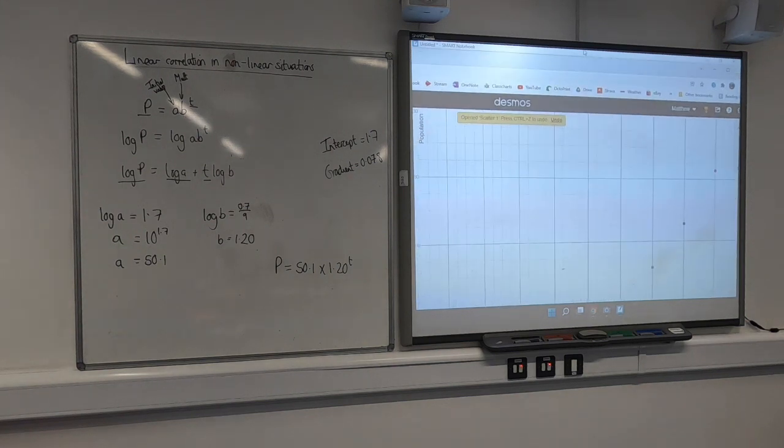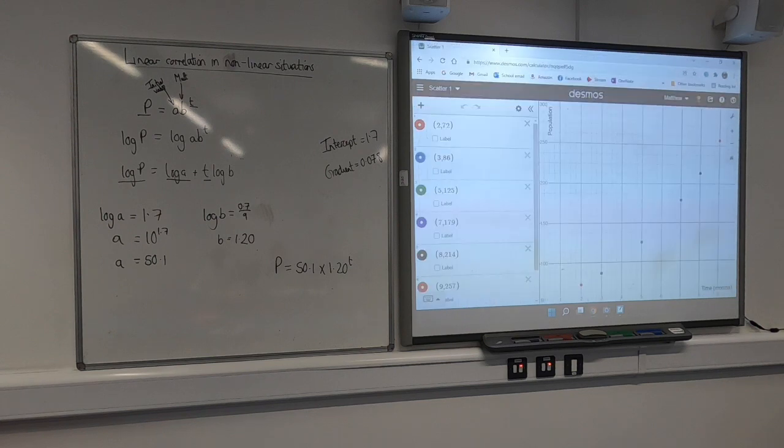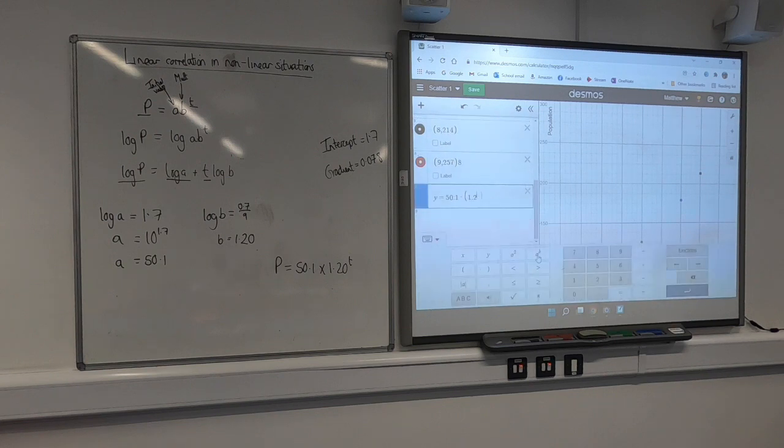Here we are. So if I plot the equation we've just worked out, I've just worked out that it's 50.1 times 1.2 to the power of t, or x, I'm doing it.